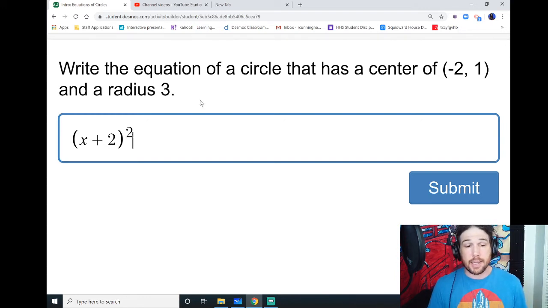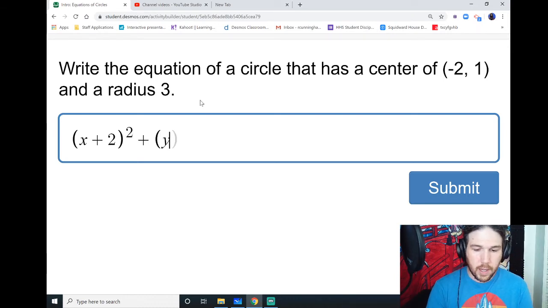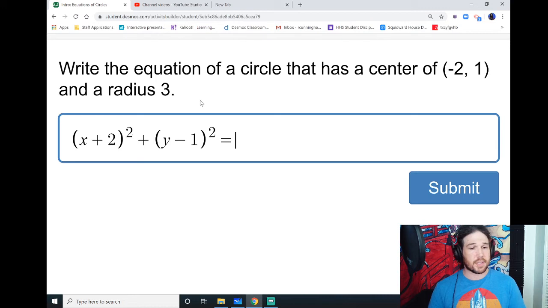All I'm doing is taking out the h and putting in a -2. X minus -2 is x plus 2. Plus y minus 1, y minus k, squared, equals, the radius is 3, 3 squared is 9.